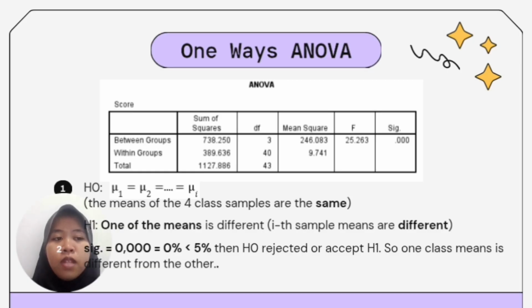And we look at the significance. We get the output of 0,00, which means less than alpha. Therefore, H0 is rejected and we accept H1, so one class average is different from the others. Here the post hoc further test is chosen based on the Levene homogeneity test result that all four samples are homogeneous. So we see the significance value in equal variances assumed, namely LSD.